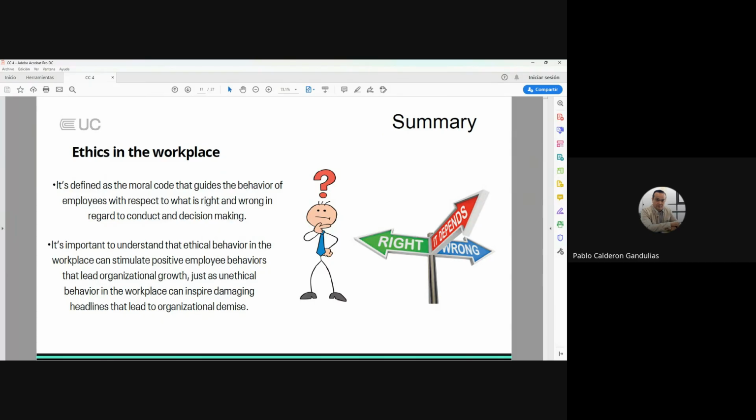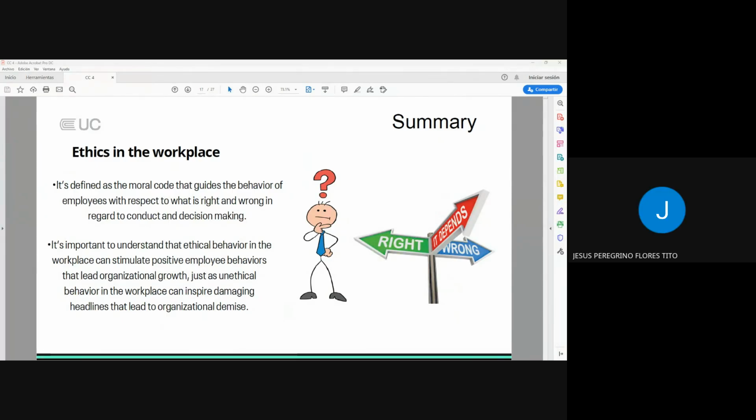Let's summarize this topic. What's ethics in the workplace? Okay. Can somebody read it, please? Jesus, go ahead. Thank you. Okay. Ethics in the workplace. It's defined as the moral code that guides the behavior of employees with respect to what is right and wrong in regard to conduct and decision making. The second one? Yes, please.